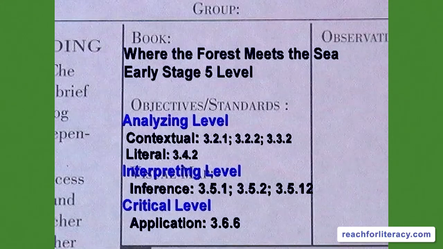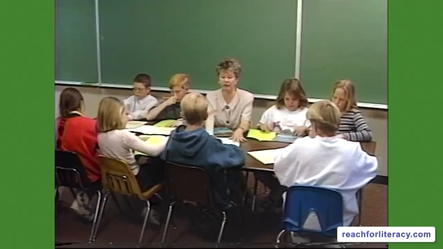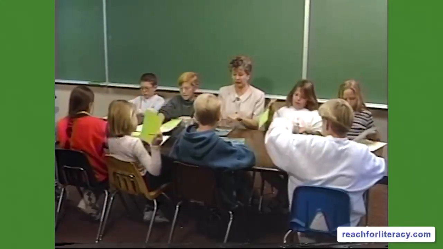Student objectives or standards included several levels. Analyzing level, including contextual and literal questions, interpreting level, and critical level. The following is a summary of the teacher's observations.